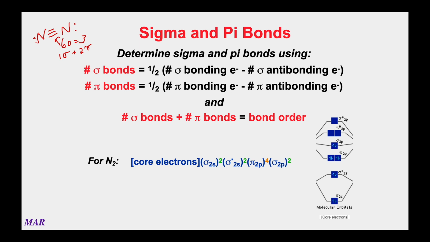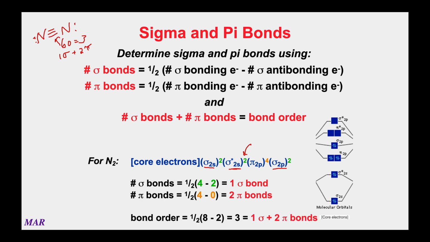So you can see there's 4 bonding pi's, and there's a total of 6 sigma electrons, but 2 of the sigma electrons are anti-bonding and the other ones are bonding. So if you want to figure out the number of sigma bonds, 1/2 (bonding minus anti-bonding), but just the sigma, all right? In this molecule, these are bonding sigmas, so there's 4 bonding sigmas. We'll subtract the 2 anti-bonding sigmas, 1/2 (4 minus 2), 1 sigma bond.